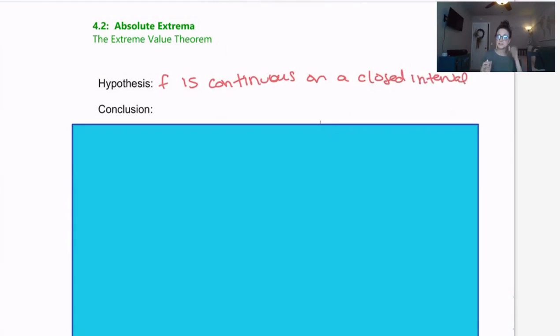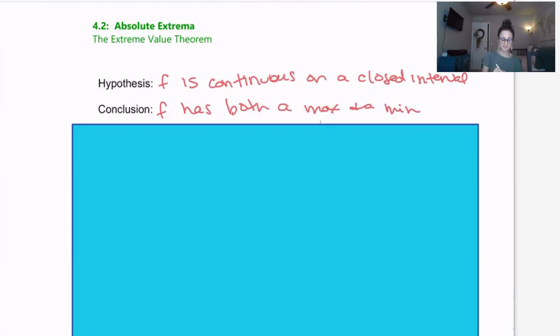And what I mean by that is your endpoints are included, okay? So you're not going to have open circles at the end. You'll actually include your endpoints, okay? So if f is continuous, does not need to be differentiable, but it does need to be continuous on a closed interval, then f has both a max and a min on that interval, okay? So make sure you've got that written.